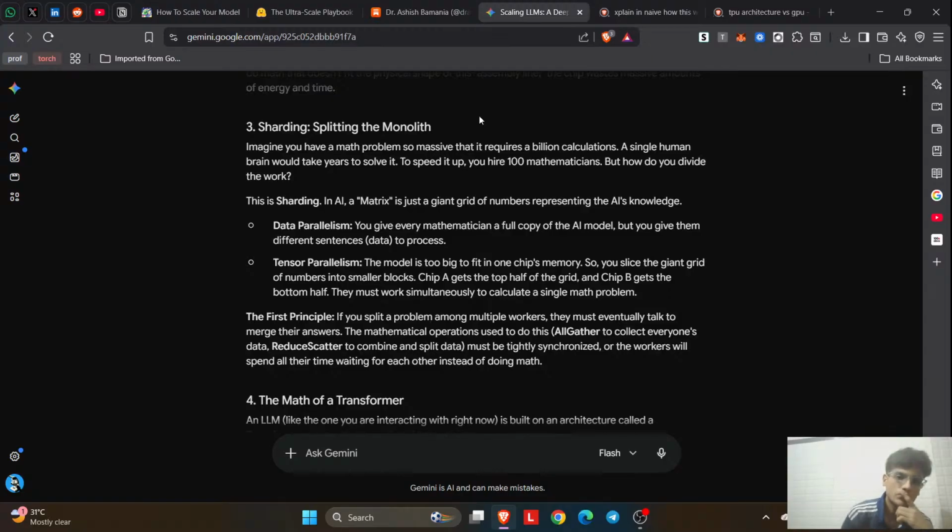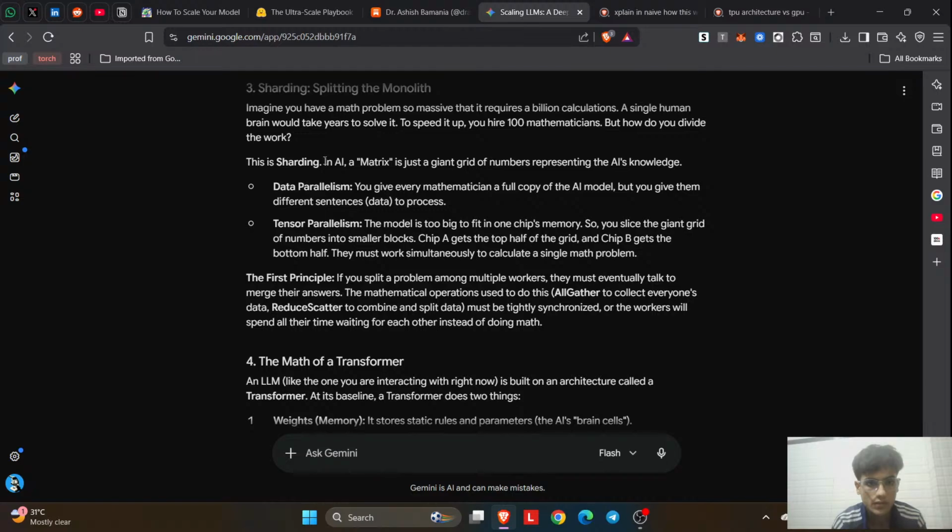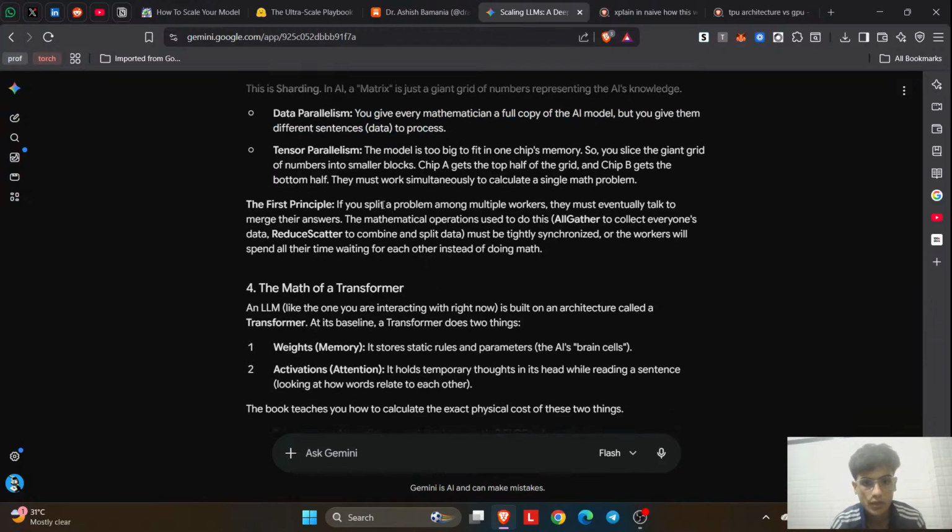Sharding: splitting the monolith. Imagine you have a math problem that requires a billion calculations. A matrix is just a giant grid of numbers representing the AI's knowledge. Data parallelism: you split a problem among multiple workers. So sharding is nothing but the splitting of models.